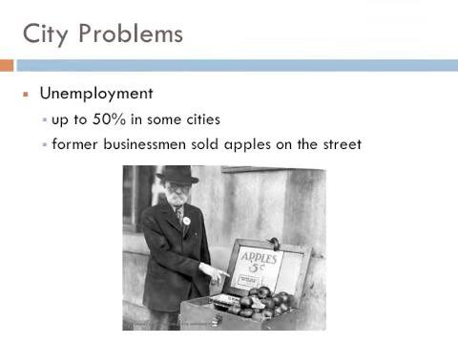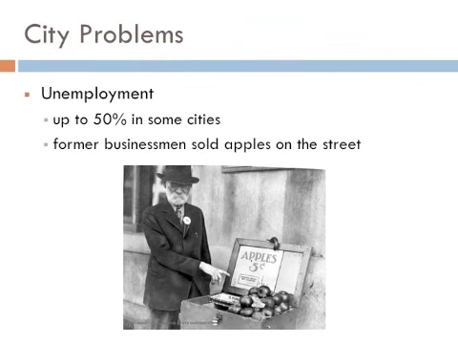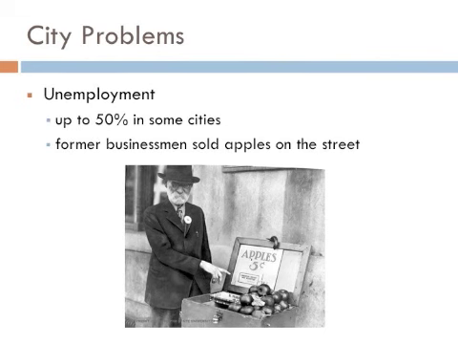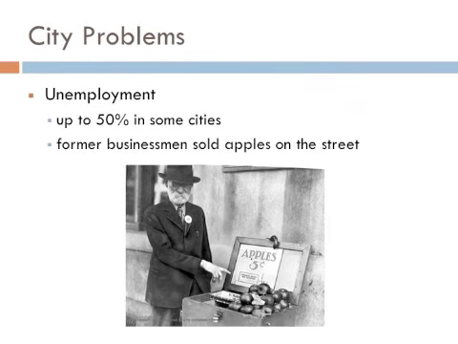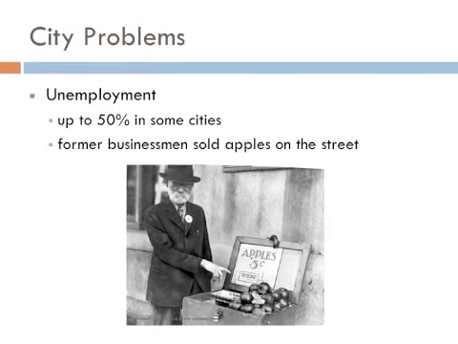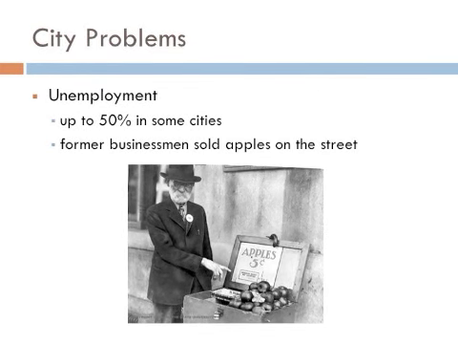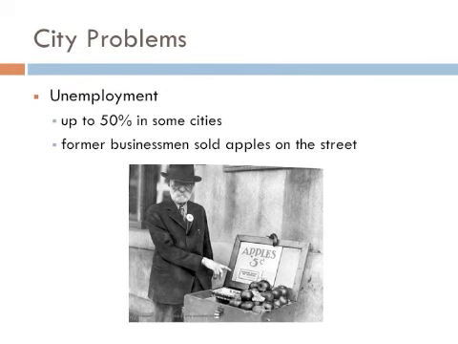One of the most visible representatives of this is the picture that you see below, where some former businessmen who were relatively well-to-do were reduced to selling items on the street and basically being panhandlers. They sold things like apples and oranges and trinkets and what have you because they had no other option and no other opportunities because of the lack of employment in the cities.